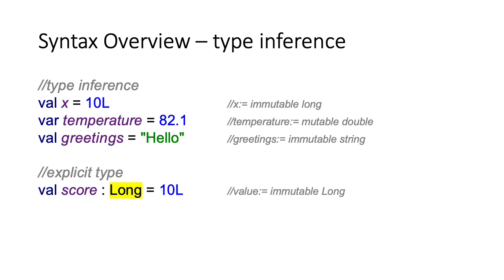Here are a few more examples. X is a long, temperature is a double, and greetings is a string. Based on their mutability declaration, val or var, they are immutable or mutable. And in the last example, score, it is redundant to specify long because the compiler can infer from the initial value that it's a long.